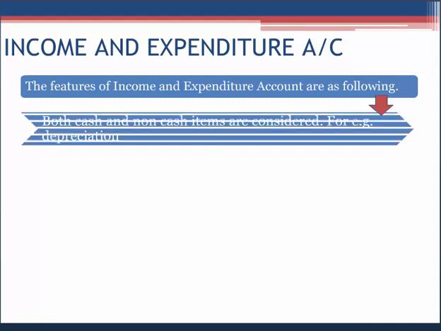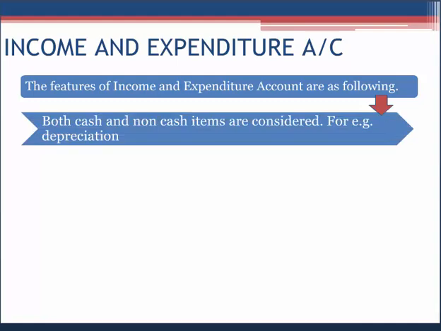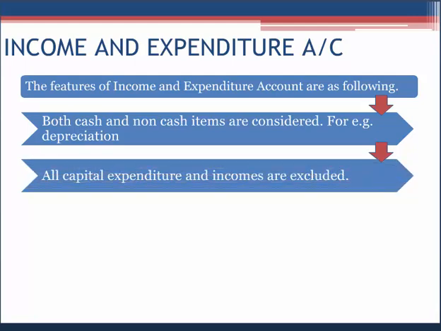Next one, let's go to the next point. The next one is point number 5. The income and expenditure account will consider both the cash as well as the non-cash items. Now, for example, on the expense side, we might find salary, we might find rent, and we may also find something that is known as depreciation. The salary is a cash expense, rent is a cash expense, but depreciation is a non-cash expense. So it considers both the cash as well as non-cash items.